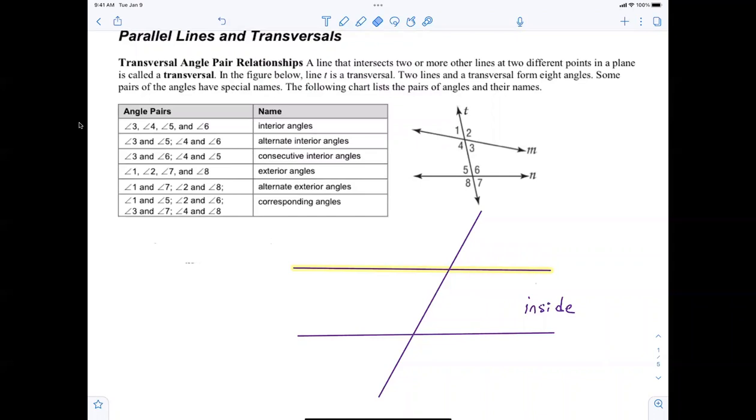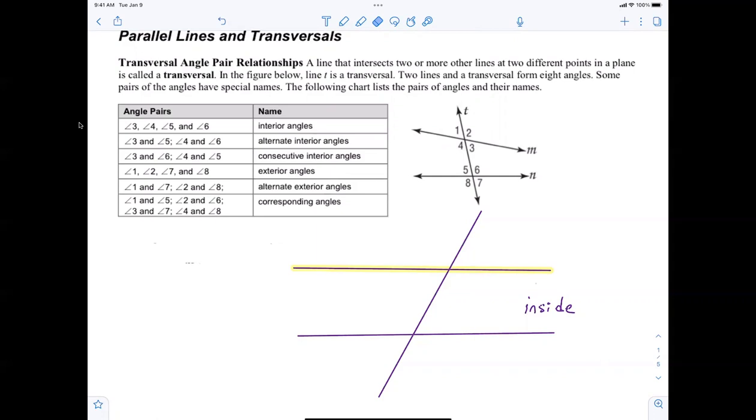I'll never really ask you for the interior angles, but the interior angles in our picture would be 3, 4, 5, 6. Everybody okay with that? And the exterior angles would be 1, 2, 7, and 8. Is everybody okay with that? If you understand that, it's relatively easy.